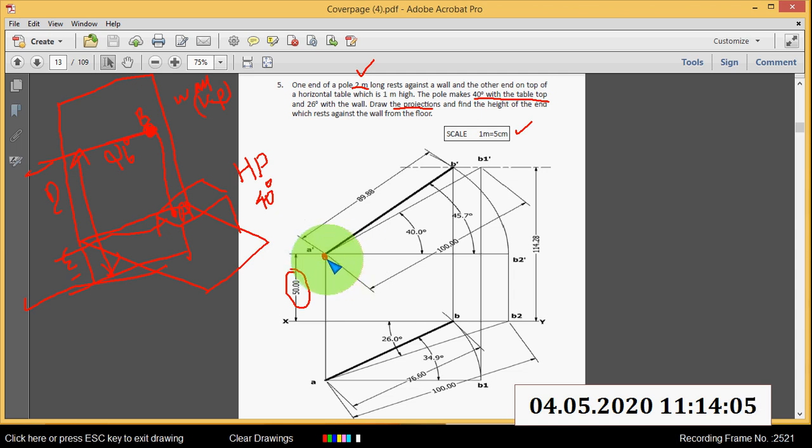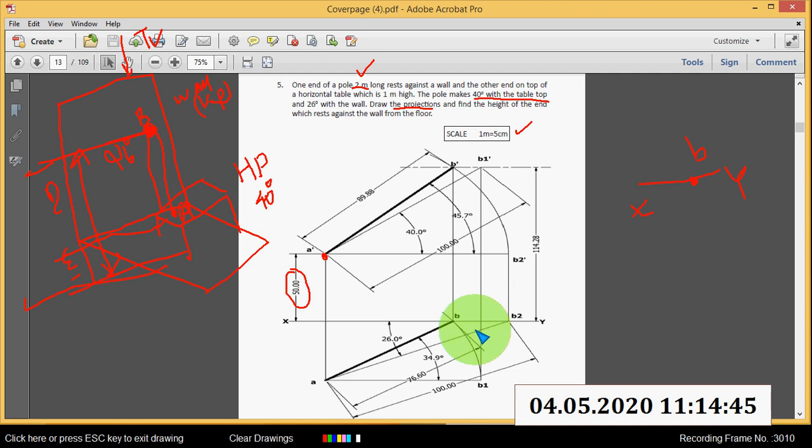Before that, another important thing is to check the position of B. Here B is in VP. If a point is in VP, it's top view, this is the top view direction, where is the position of top view of B? It will be in the XY line. This is very, very important. The top view of B will be in the XY line, because the point B is in VP.